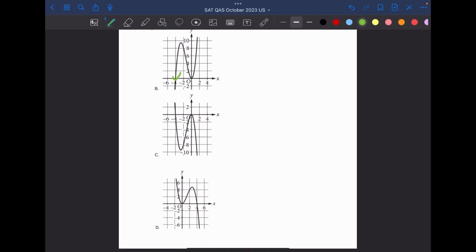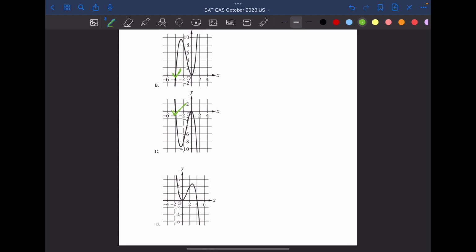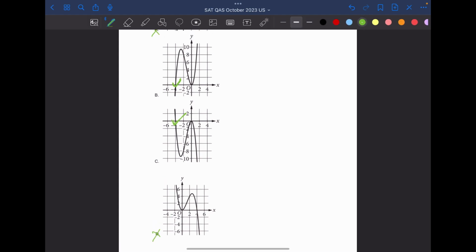Okay, for C, at -4, is it at 0? Yes. So I'm going to also check mark C at that point. But for D, at -4, is it at 0? No. So that is gone as well.